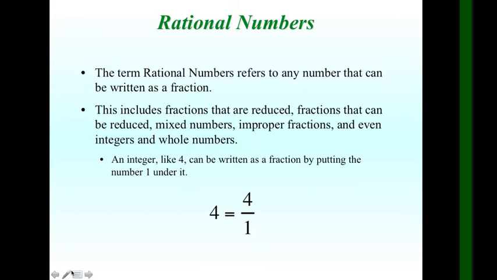So halimbawa, we have this 4. This 4 is considered a rational number because under number 4, meron siyang denominator na 1. Hindi nga lang siya laging nilalagay since 4 is considered a whole number.